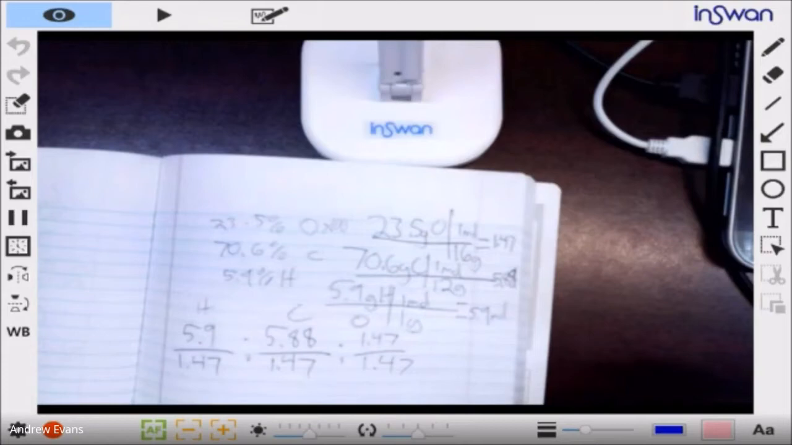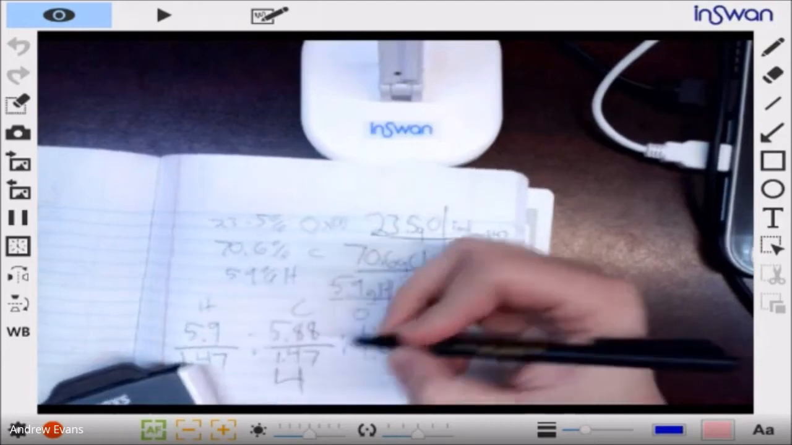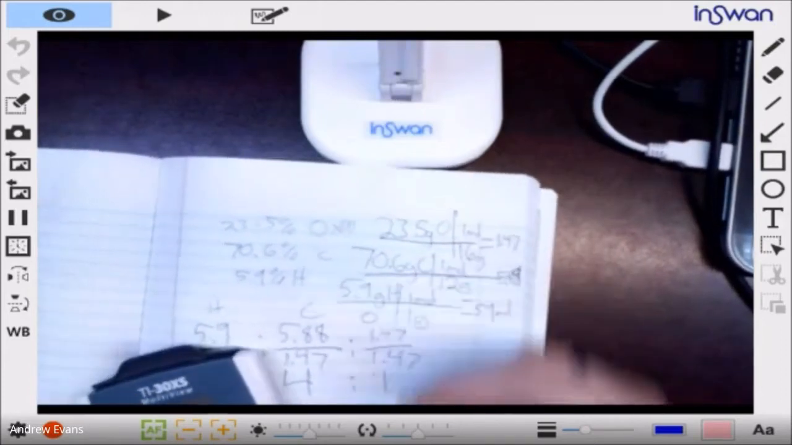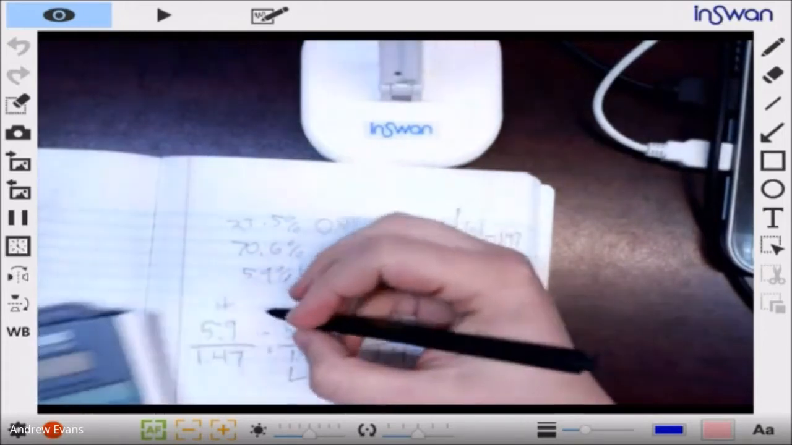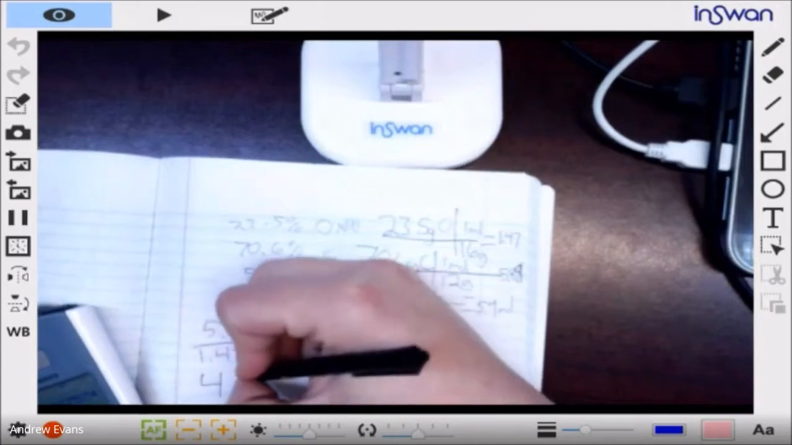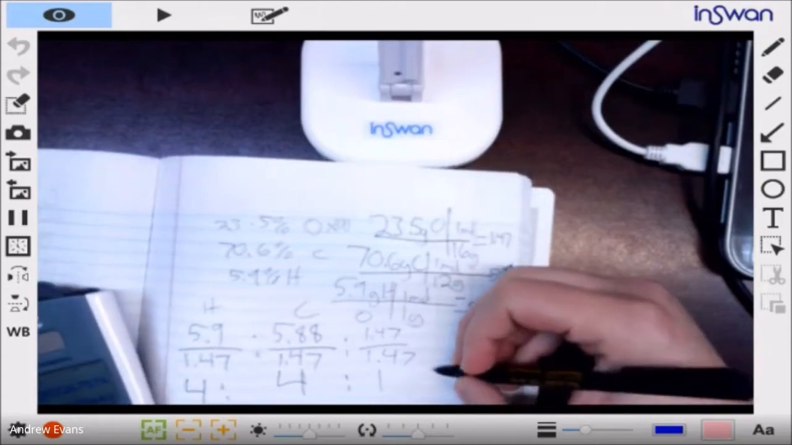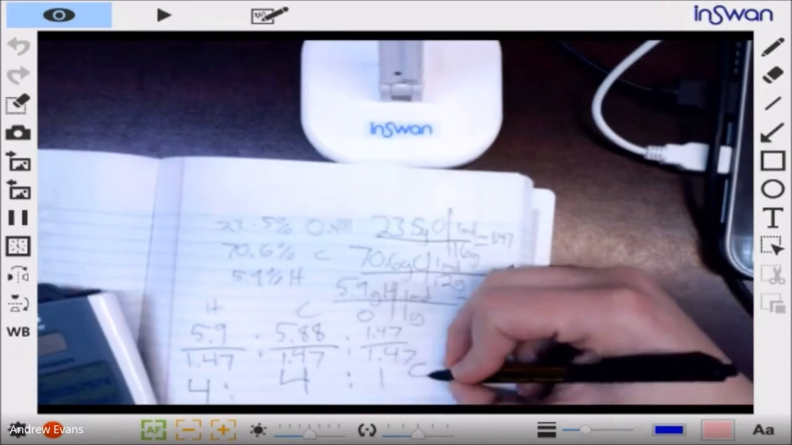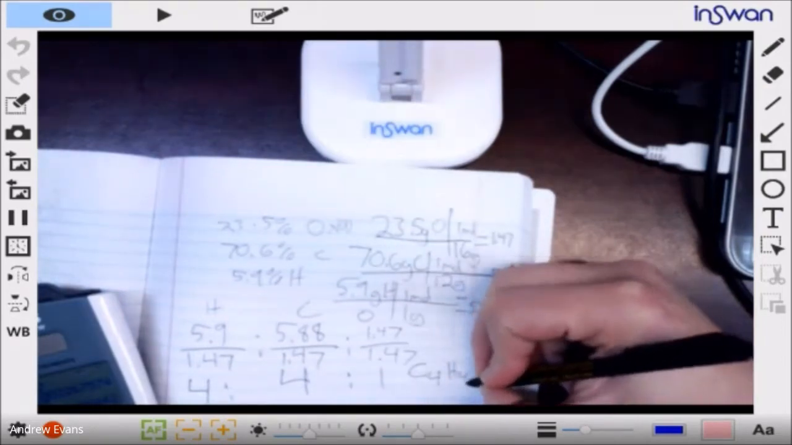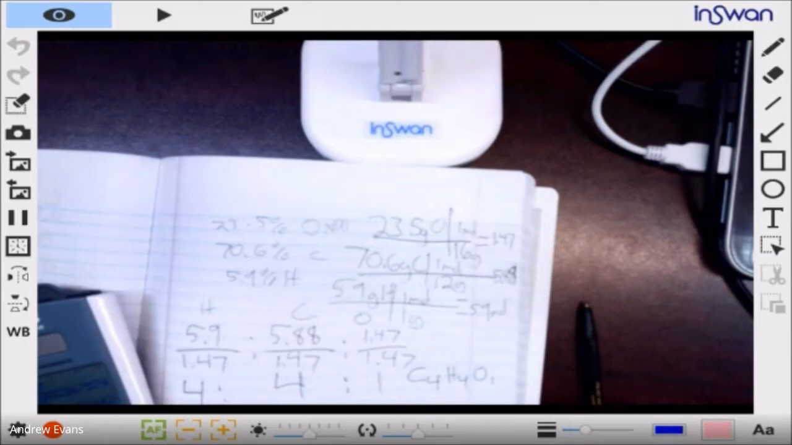5.88 divided by 1.47 is 4.00. Pretty safe to say that's 4. 5.9 divided by 1.47 is essentially 4. 4.01, that's also essentially 4. So our empirical formula, which is the simplest whole number ratio of these 3 mole ratios, is C4H4O1. We're looking at the simplest whole number ratio between these 3 atoms.